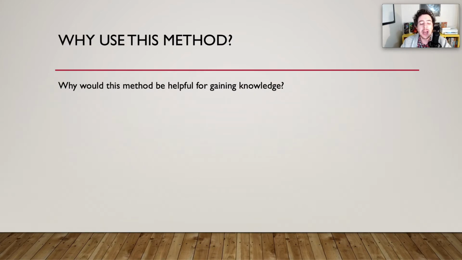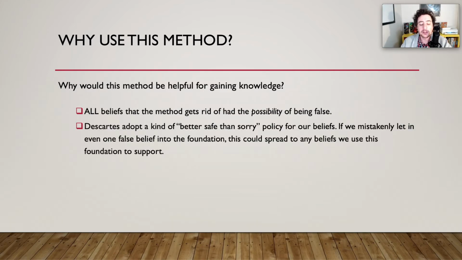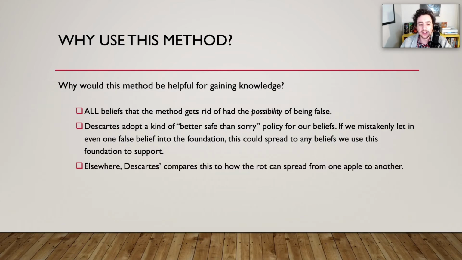So why would this method be helpful? Why would it help us to gain knowledge? Well, notice every belief that the method gets rid of is one that has the possibility of being false. And so Descartes adopts a kind of better safe than sorry policy for our beliefs. If we were mistakenly to let even one false belief into the foundation, that could then spread to any beliefs that we use that foundation to support. And so the idea is we would never know that it's true. So by leaving those out, we thereby protect our knowledge from that sort of doubt. Elsewhere, Descartes compares this to how the rot can spread from one apple to another.